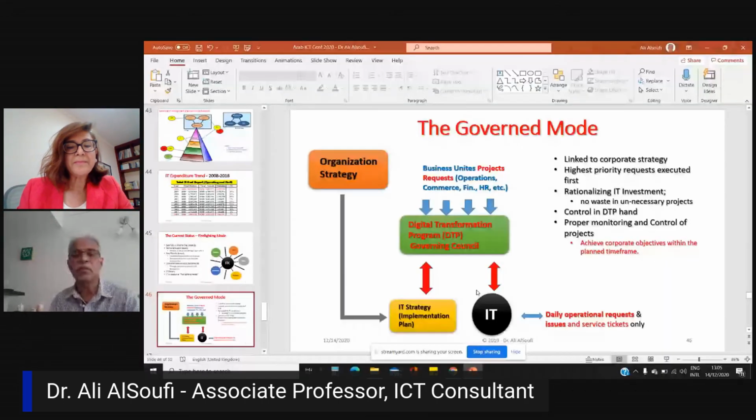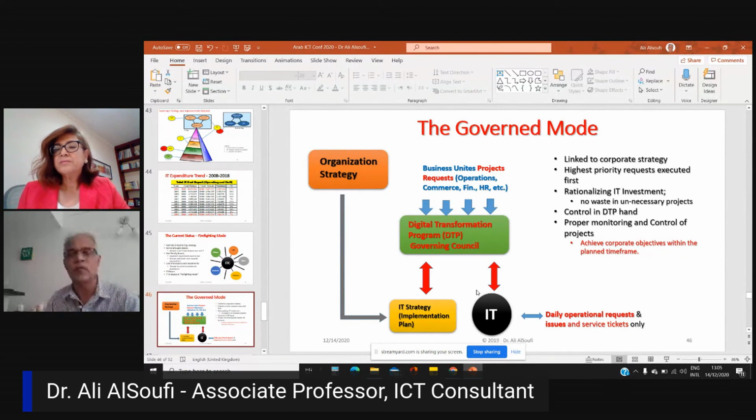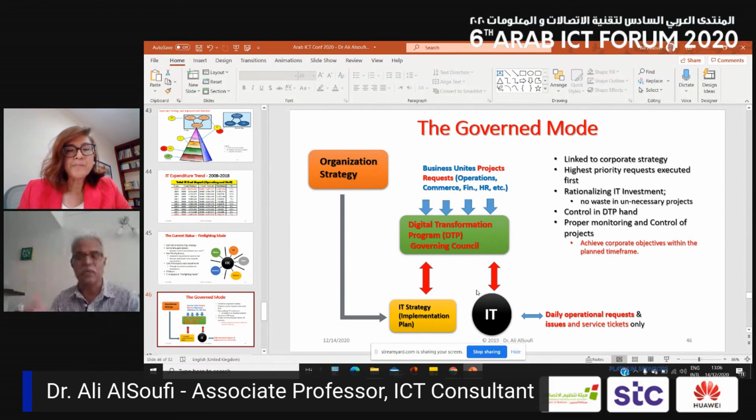It's a very important question you just asked. This is the key to the whole success of the IT department. First, we have to have a transformation program, but a transformation program without a proper IT strategy will not work, and the IT strategy has to be built by the business mainly, in collaboration with the IT department. And once the strategy is developed by the business, the business will have the ownership of this strategy.